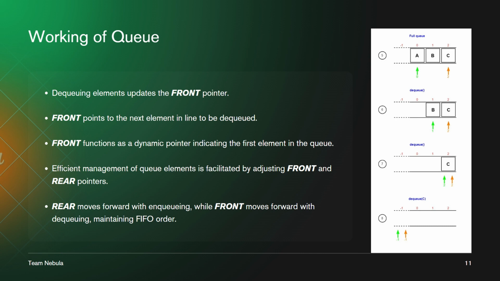Using these front and rear pointers, we can efficiently manage the elements in our queue. As we add new elements, rear moves forward, and as we remove elements, front moves forward. This way, we can maintain the order in which elements were added following the FIFO rule.